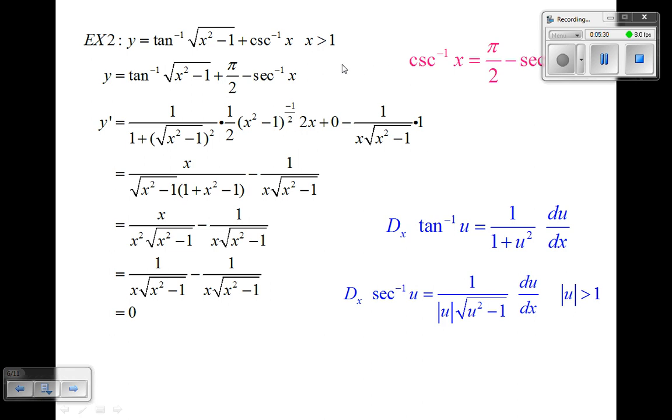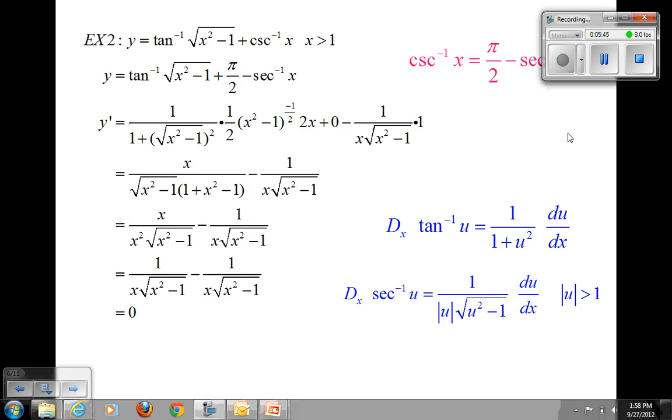So this one looks a lot more complicated. Here our original equation for y is tan inverse of this thing plus cosecant inverse of x. And they do say in the initial problem where x is greater than 1.